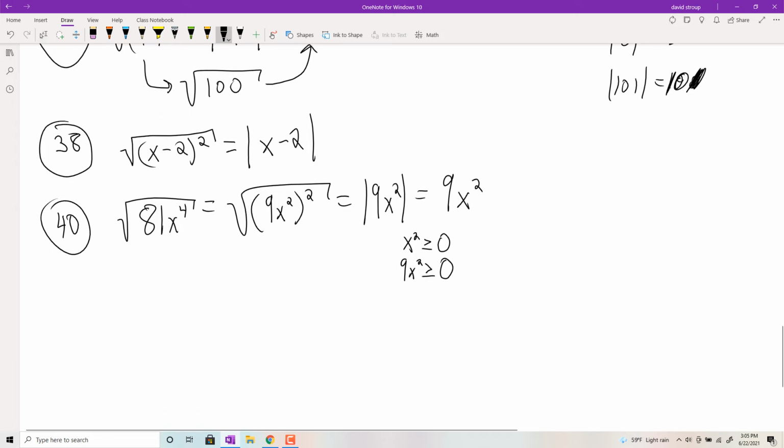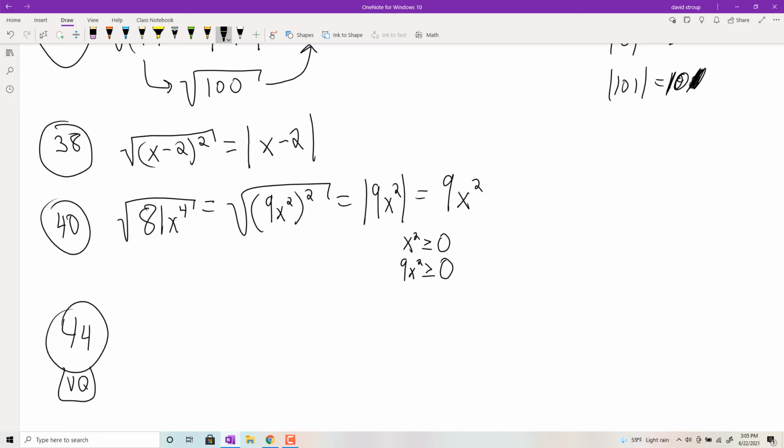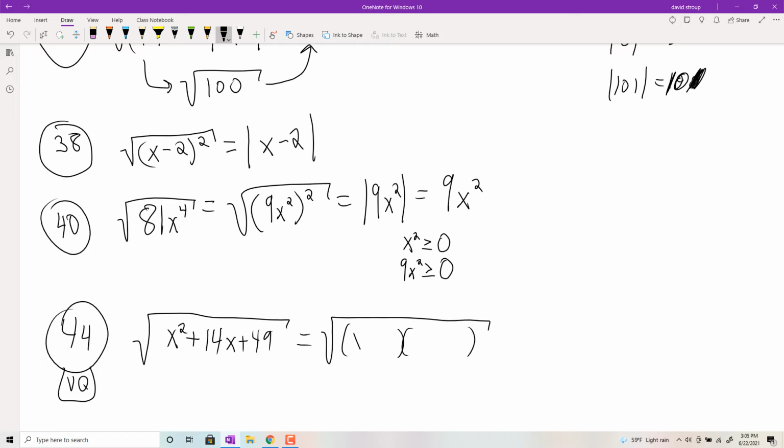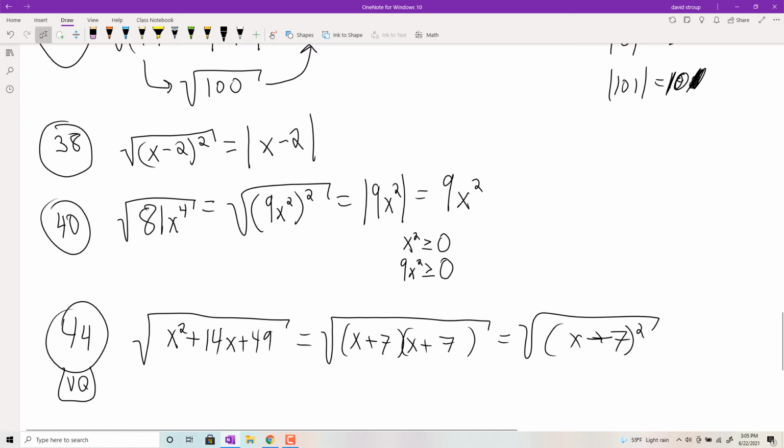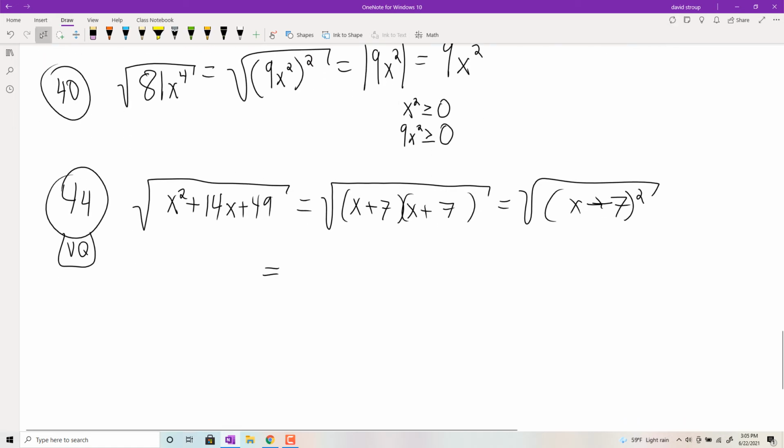The next one is the video quiz. Okay, so this one we get one of our cool parabolas or quadratics. x squared plus 14x plus 49, and it turns out we can factor that. So it's a perfect square trinomial. So x plus 7, and then we could rewrite it as the square root of x plus 7 squared. Okay, so whenever you have a square root of something squared, you've got to use the absolute values. So this will equal the absolute value of whatever's being squared. In this case, it's x plus 7. Okay.